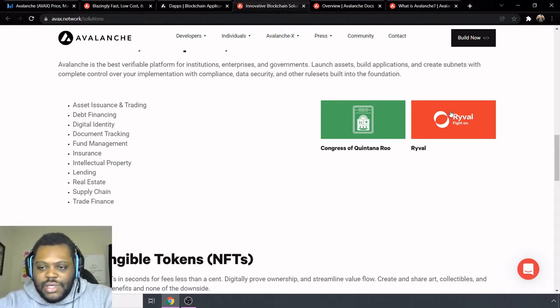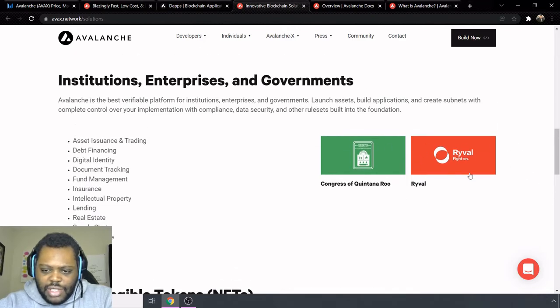And so on here, these are two of their main, I guess, countries or companies that they're using. So they're the Congress of Kintaru, and then you have Rival. And so they have a government partnership already established for Avalanche, and I think having all these features, especially when it comes to supply chain and fund management, those are two big things that I think in 2022 people are going to be looking for, and also digital identity and debt financing.